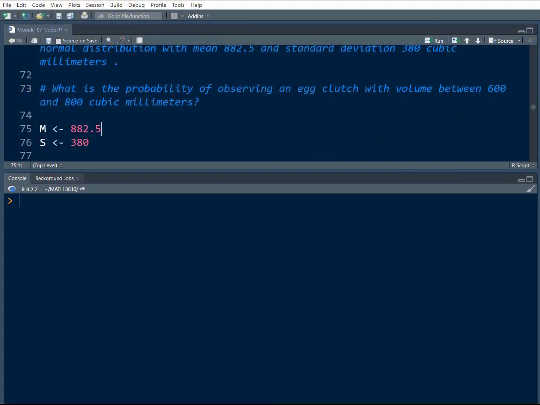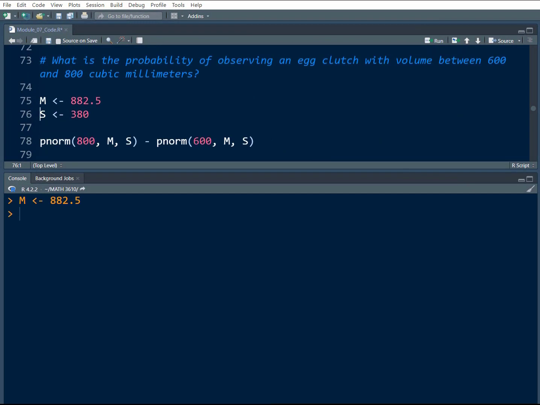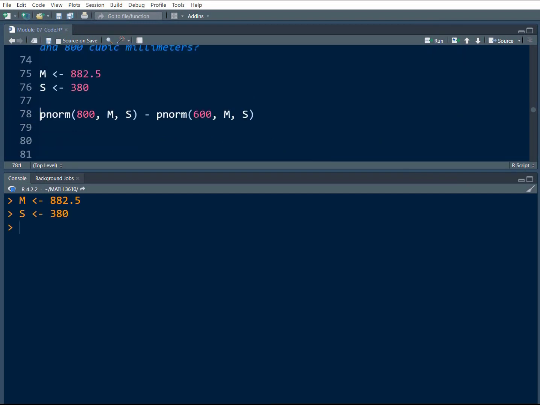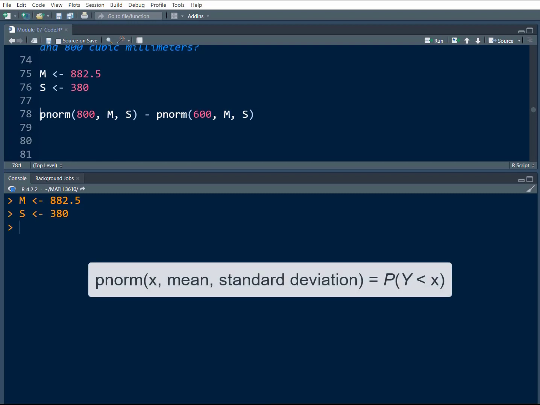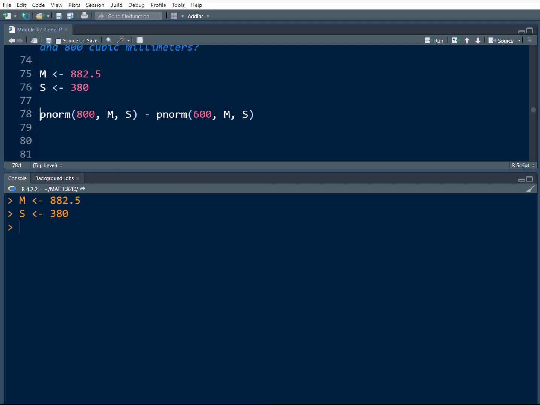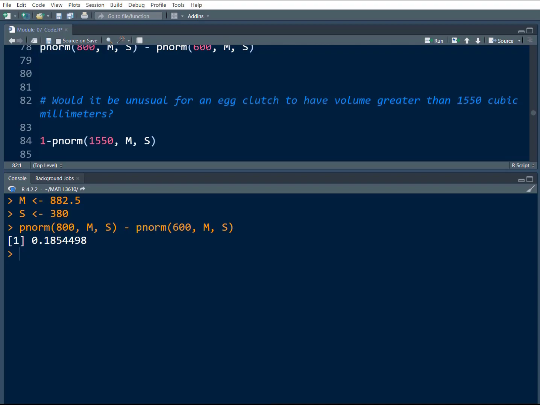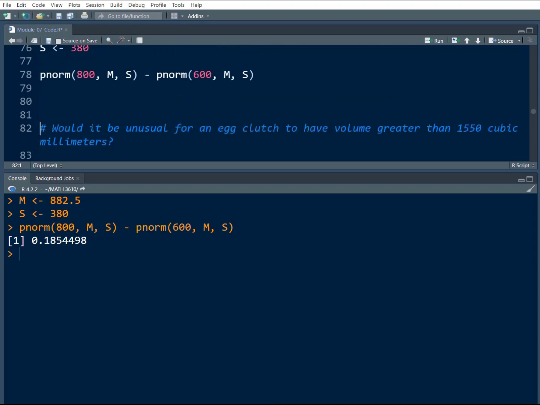Let's start off by defining m, the mean, to be 882.5, and s, the standard deviation, to be 380. We will use the R command pnorm(x, mean, sd) to find the cumulative probability less than x. We have pnorm(800, m, s) minus pnorm(600, m, s). The probability that the volume will be between 600 and 800 is 0.1854.